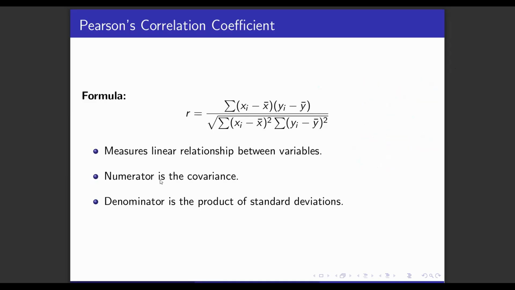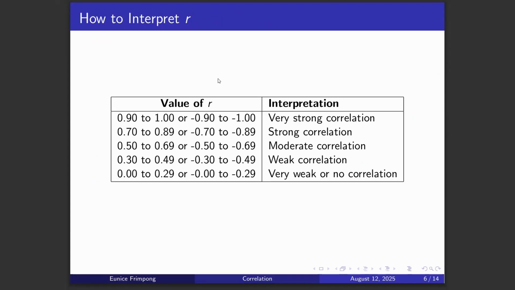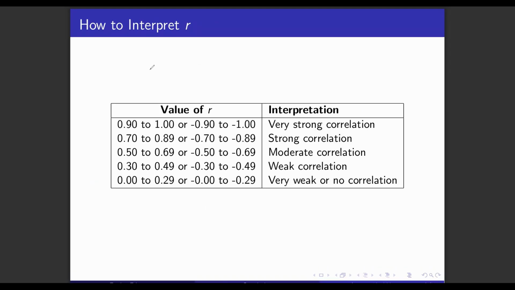Now, this measures linear relationship between variables. The numerator is the covariance, and the denominator is the product of the standard deviations. So how do you interpret R? Generally, R will be greater than or equal to -1 and less than or equal to 1. So R will always fall between -1 and 1.